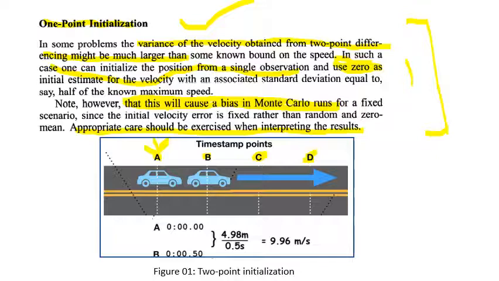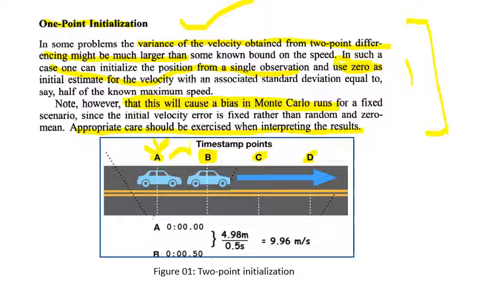Whereas in the case of a 2-point initialization scenario or 2-point differencing scenario, you will have to wait for the measurements that will arrive at the second scan, or scan B in this case, scan 2, whatever you want to say. So you receive the position measurements at A, you wait for the position measurements till time B, okay, and then once you receive those, you can then compute the velocity.